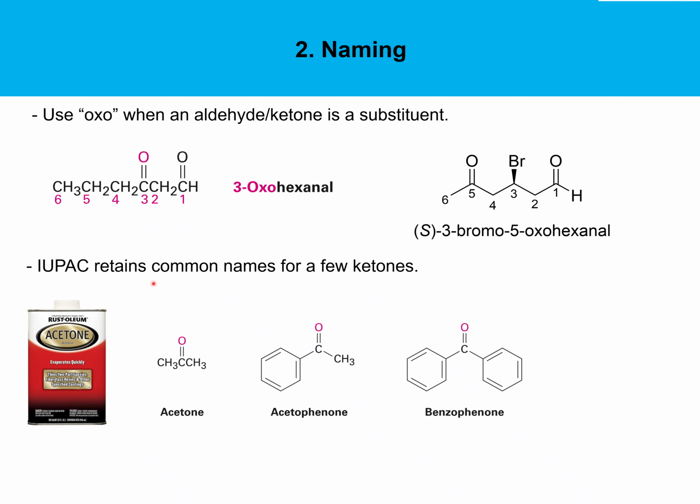There's a few common names that you should be familiar with for ketones. Acetone, which is a common organic solvent we're going to use often in organic labs for SN2 reactions, for example, since they're aprotic polar solvents. It is also used for a lot of other industrial uses like removing paint, among other things. Acetophenone is this ketone here with a methyl group and a phenyl ring, and then benzophenone has two benzene rings attached to the carbonyl.